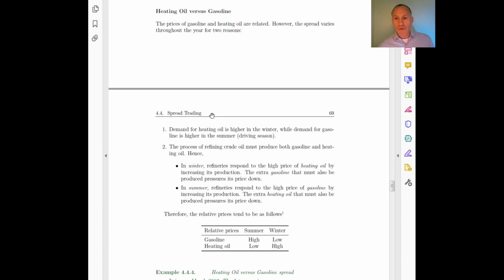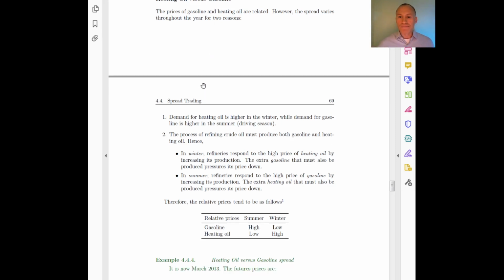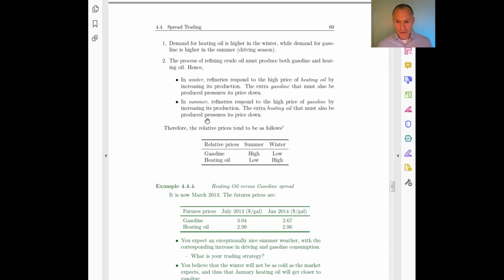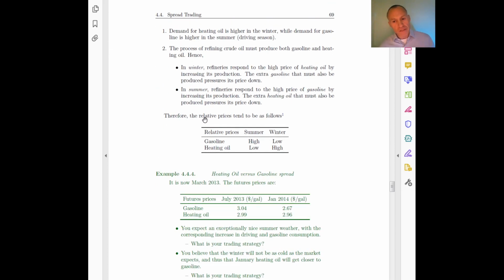A third example. So now we are talking about refined products, heating oil or diesel versus gasoline. So recall that these are the two main things that come out of a refinery. And what we're going to do now is to trade on the spread between these two outputs. Okay. So the two prices are obviously related because they are coming from the same production process, but the spread varies throughout the year for these reasons that you have described here. So this is specific to the market where we are.